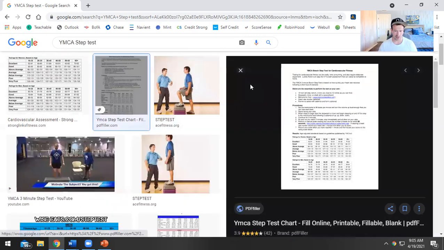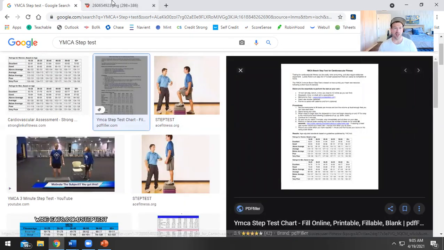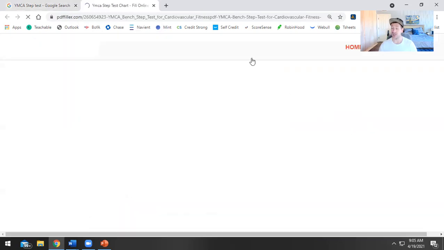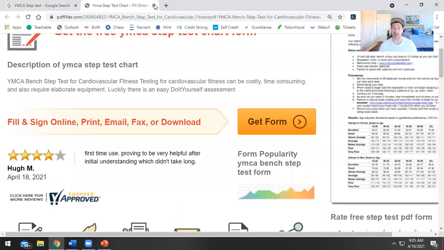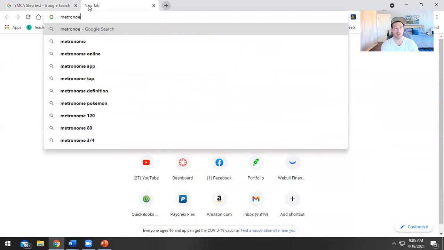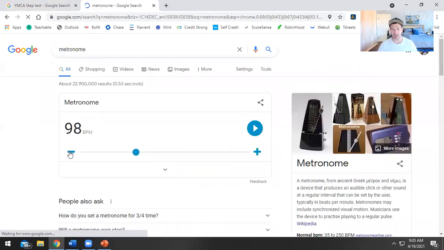Actually, you know what? Here we go. Here are all the rules right here, and they're very pixelated. So you have them do that for exactly 3 minutes, and they go at a pace of 96 steps per minute. What that means is you're going to set a metronome to 96 beats per minute, and they go left, right, left, right, up, up, down, down.